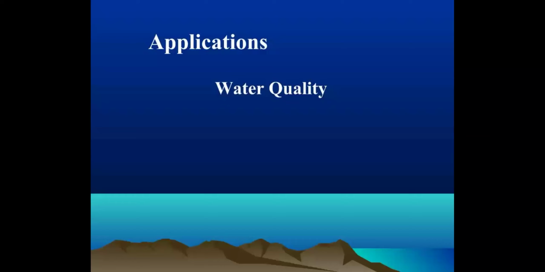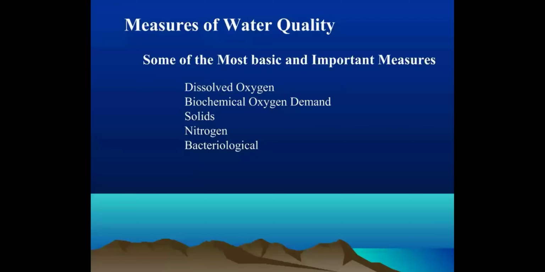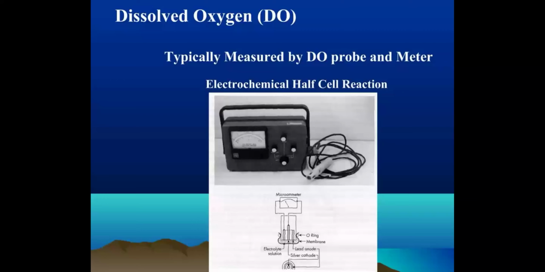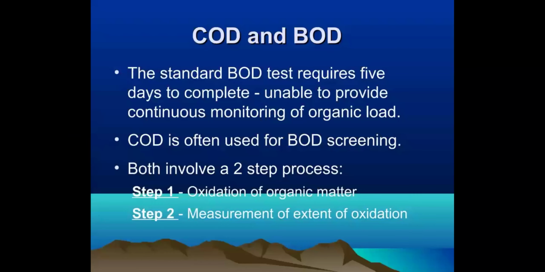So, water quality. Some of the most basic and important measures: dissolved oxygen, biochemical oxygen demand, solids, nitrogens, bacteriological. Dissolved oxygen is typically measured by a DO probe meter. This is an electronic device to measure the dissolved oxygen, right? The standard BOD test requires 5 days to complete and is unable to provide continuous monitoring of organic load.